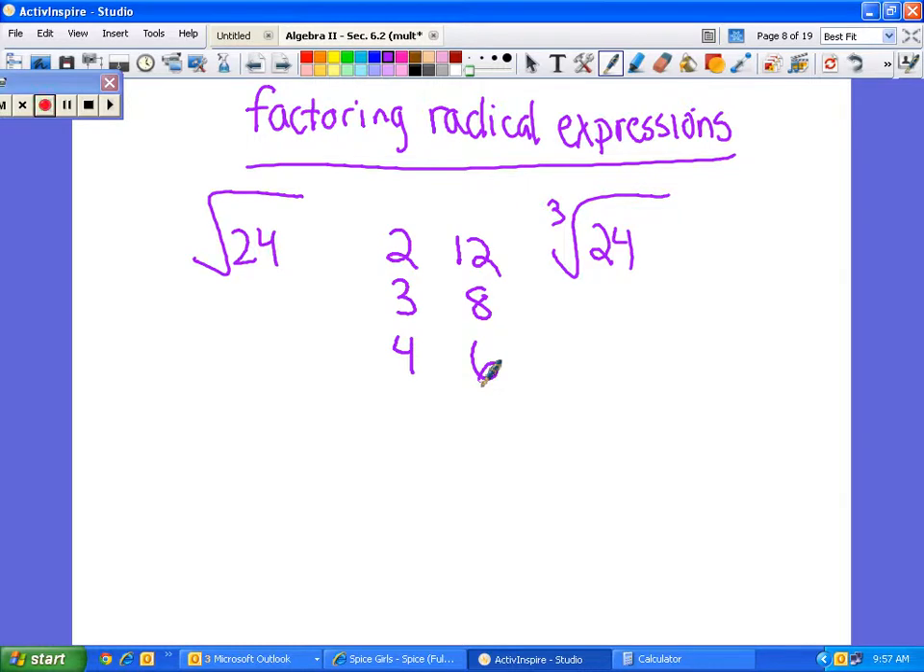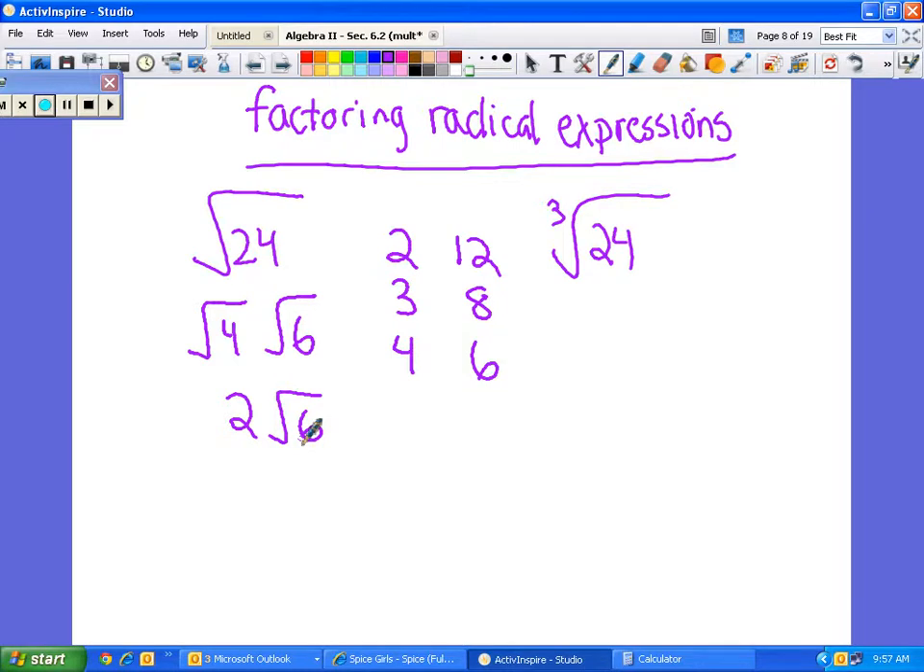Now for the square root, what are we looking for? Perfect squares. So which of these numbers are perfect squares? 4, well, not 4 and 6, but 4. So I take my square root of 24, and I break it into the square root of 4 times the square root of 6. The square root of 4 is 2. So my answer is 2 radical 6.